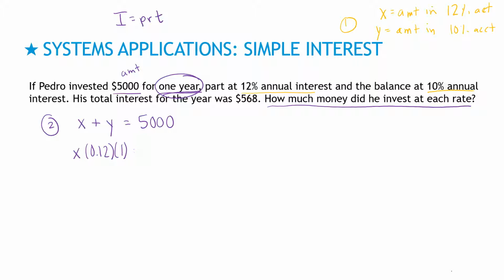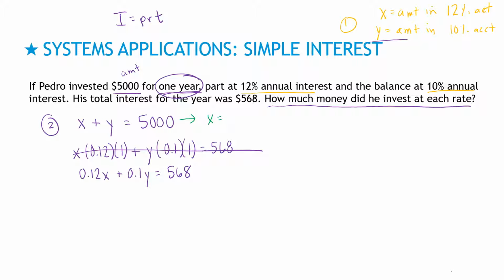In this case, it wouldn't matter, but if I give you 2 years, it would make a huge difference. For Y the principal is Y, because that's what I assigned it to be. The rate is 0.1 or 0.10. The time is 1. Total, he earned 568. So now let's take a look. Again, if I want to simplify this, that's perfect. Take that first equation, manipulate it.